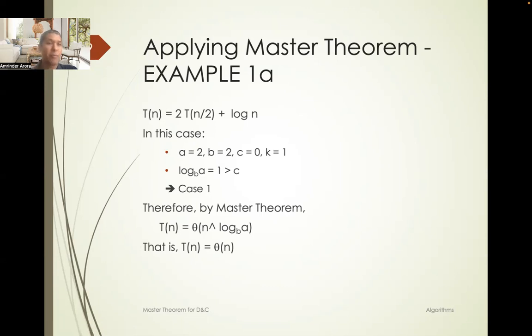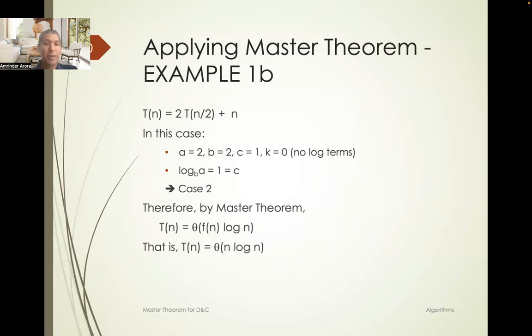So that's our level of comfort usually that we have with master theorem. Let's take another example. Looks similar, but I've changed it a little bit. This is example 1b. Here, f of n is equal to n. Now, c is equal to 1. This is n power 1. K is equal to 0. There are no log terms here in the f of n part. Log of a to the base b is equal to 1. That's equal to c. Therefore, that's case 2. Case 2 is when they're equal.